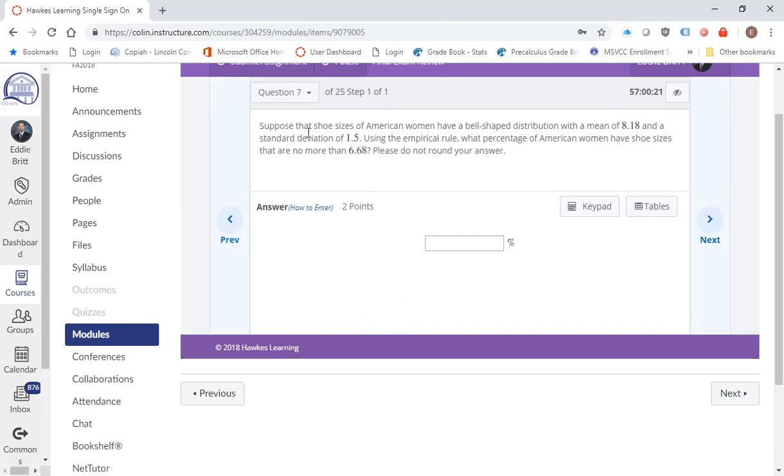All right. This is an empirical rule problem, so I'm going to draw a picture to try to explain this one. Suppose that shoe sizes of American women have a bell-shaped distribution with a mean of 8.18 and a standard deviation of 1.5. Using the empirical rule, what percentage of American women have shoe sizes that are no more than 6.68? No more than means less than or equal to.